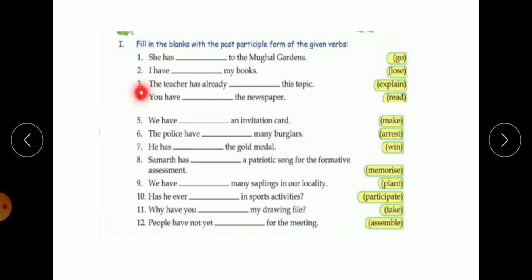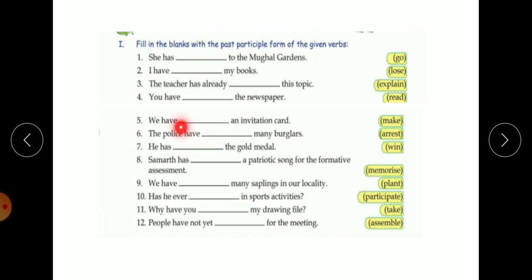L-O-S-T. The teacher has already dashed this topic. Explain. The third form is explained. ED you will be putting. You have dashed the newspaper. The three forms of read is read, read, read. So here we will be putting read. R-E-A-D. We have dashed an invitation card.